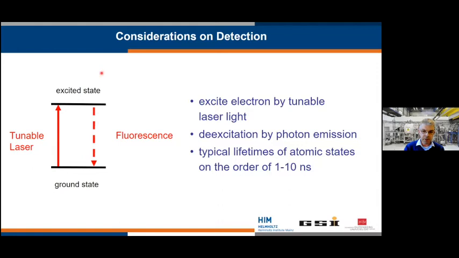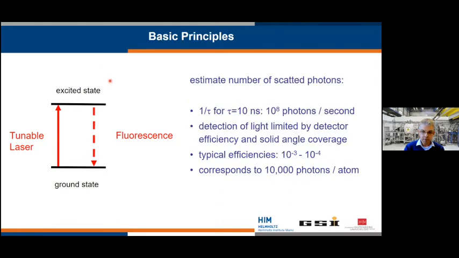So if we would like to make an estimate, what does it mean in the number of photons? Well, of course, this is approximately proportional to 1/tau. So from a 10 nanosecond lifetime level, we would get about 10^8 photons per second, which is quite a reasonably high number.